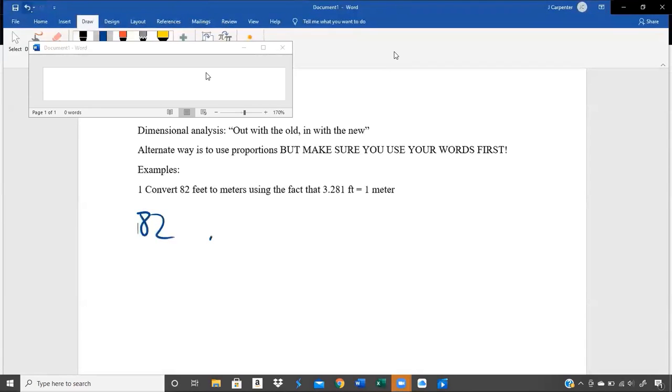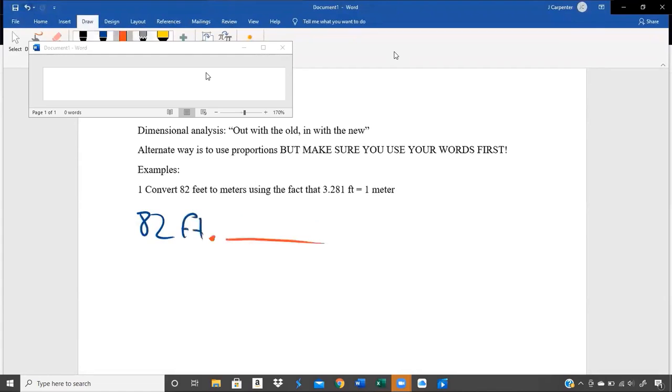So, 82, do I multiply by the 3.281 over 1, or do I need to flip-flop these? I don't know because I'm not using my units. I don't know where to put things. So take your time, pay attention, and write the units. I know you don't want to write the units. I know you don't, but you got to. 82 feet.